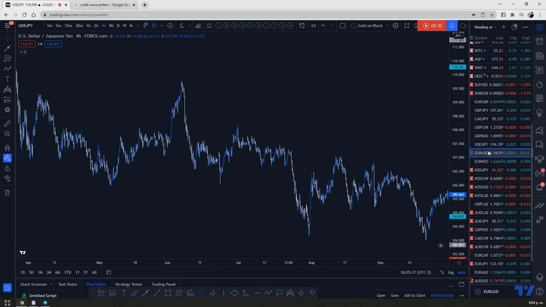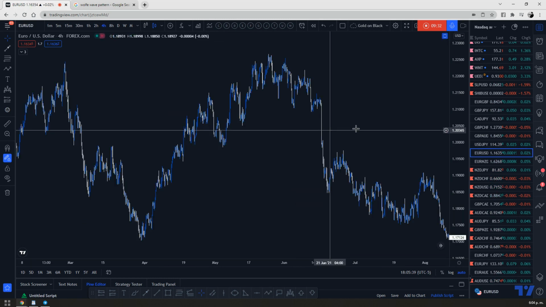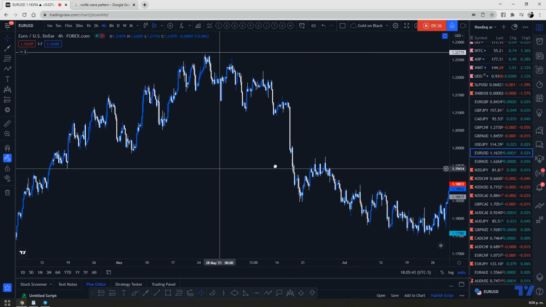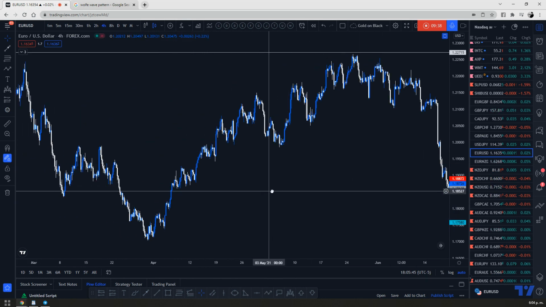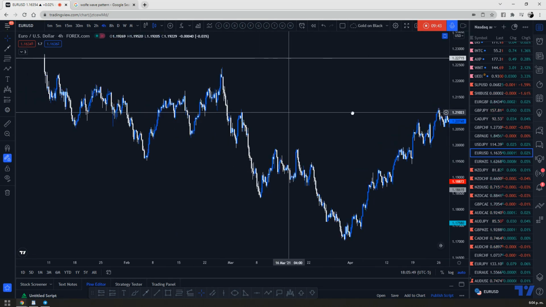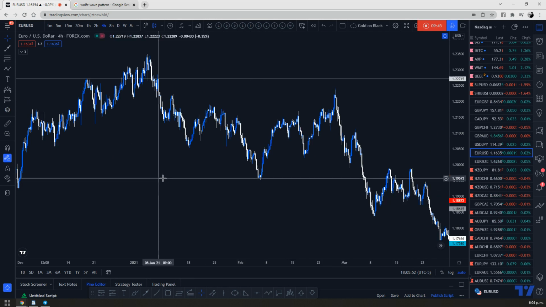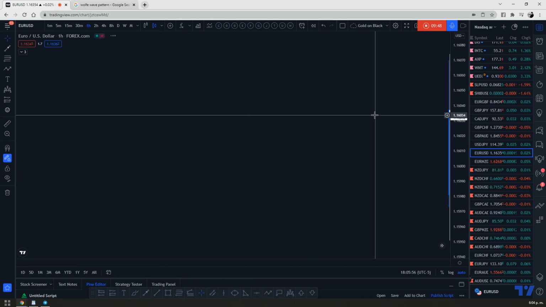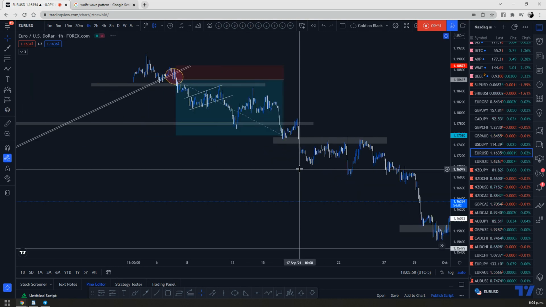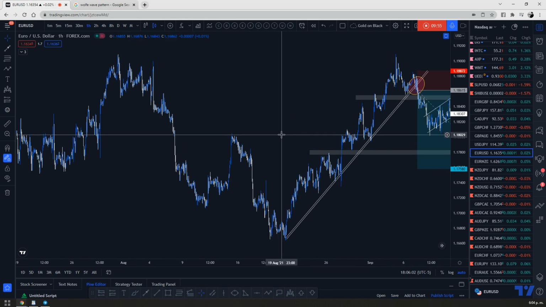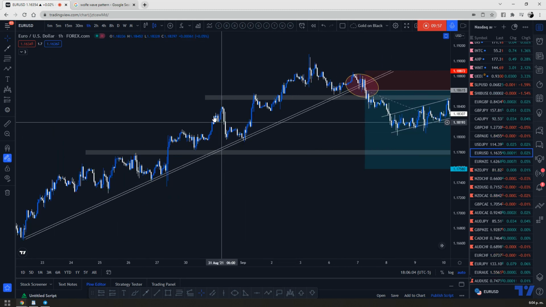So let's try to jump to maybe another pair. Let's go to EUR/USD. And let's see. Sometimes you can find it, like I mentioned, it could be bearish or it could be bullish. So let's see. Let's try to change the time frame. Let's try going to 1 hour now. So you can see that you can spot this in any time frame.